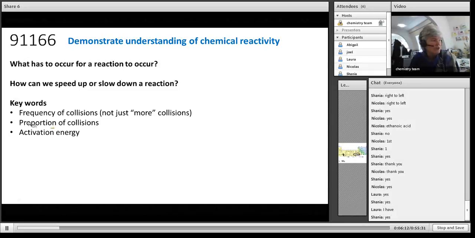So that's another key word to remember. You can talk about the greater proportion of collisions being effective or successful or something like that. So frequency, how many collisions, and also the proportion of those collisions. And then, as you saw also in the standard, you also have to discuss the activation energy, and we'll go over that. So always try and think of how you can include activation energy in your answer. Okay, so enough of that.